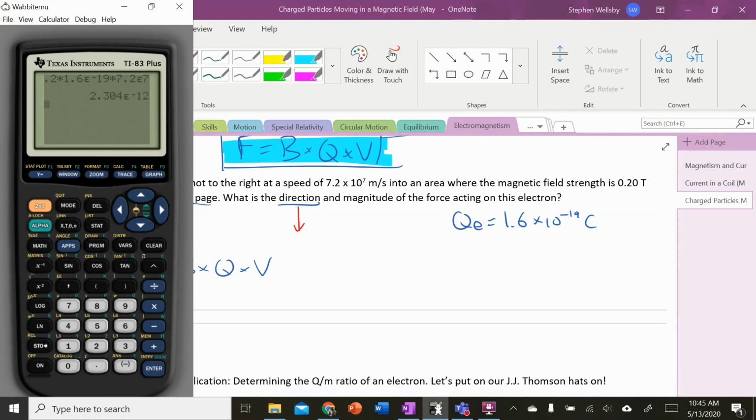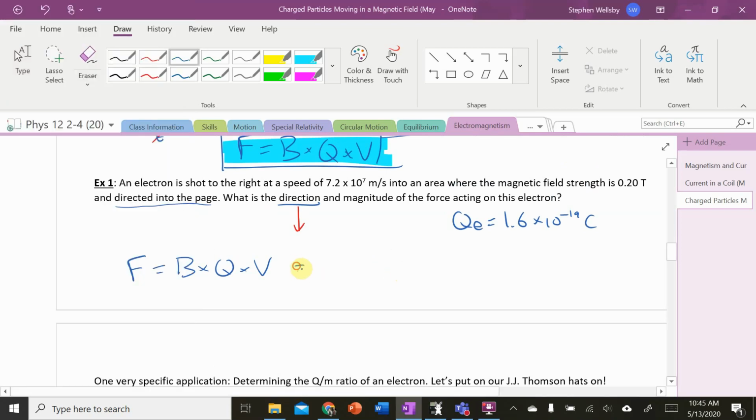And this is going to be our value here. I'm just going to write this down here. 0.2 times 1.6 times 10 to the negative 19 times 7.2 times 10 to the 7. So this gives us 2.3 times 10 to the minus 12.